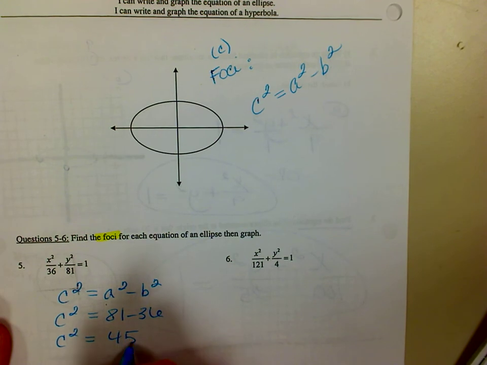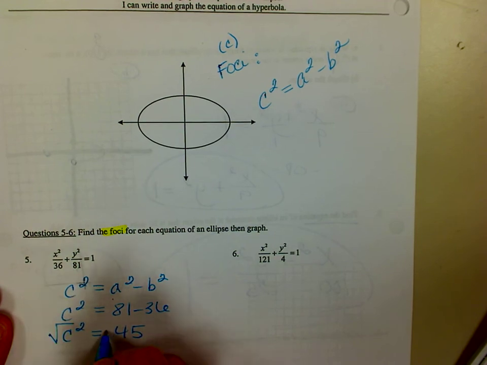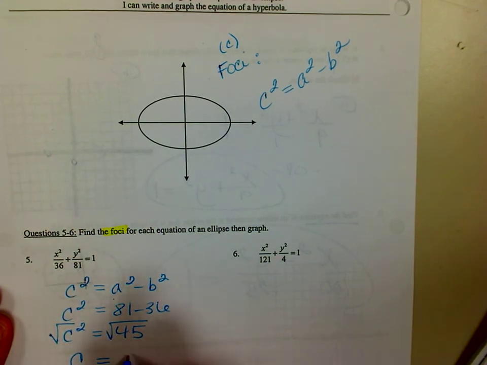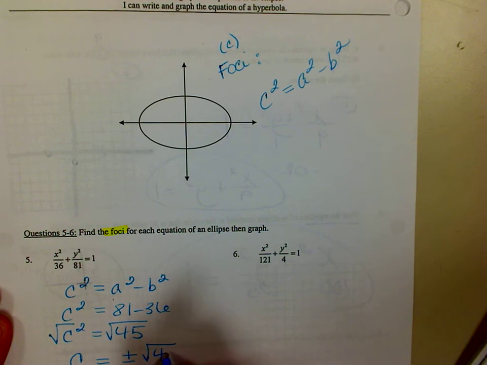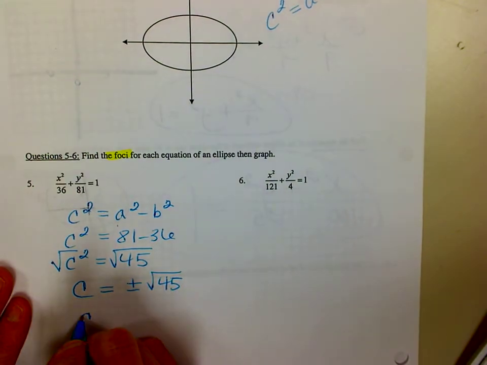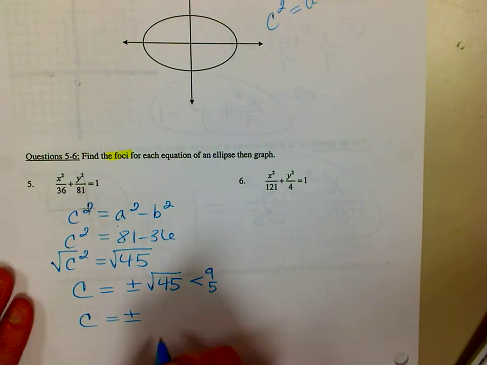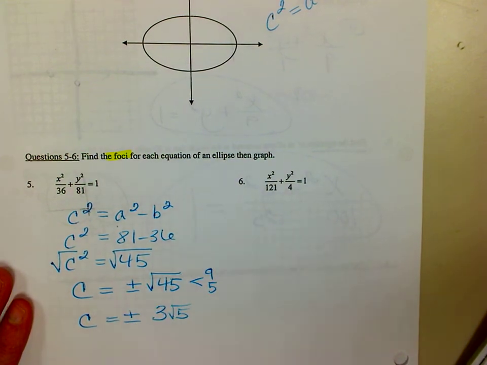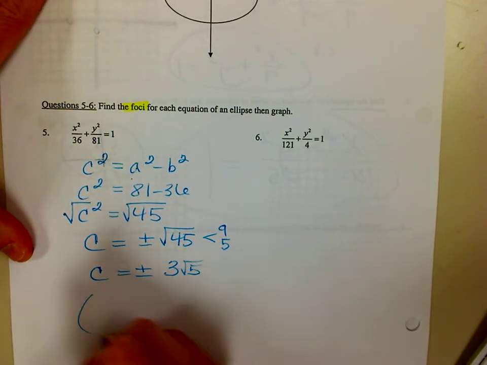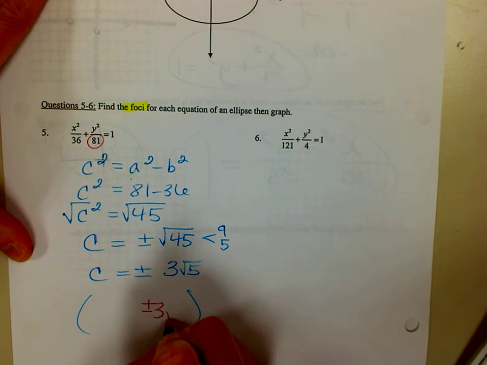You get 45, but I want to know what c is, not c squared. So we're going to take the square root, and it's going to be positive and negative. And I can actually simplify that. I can make this the square root of 9 and the square root of 5. The square root of 9 is 3, and the 5 stays underneath. Now I have to decide how I'm going to write this ordered pair. Since the bigger number is under the y squared, this goes in the y spot.